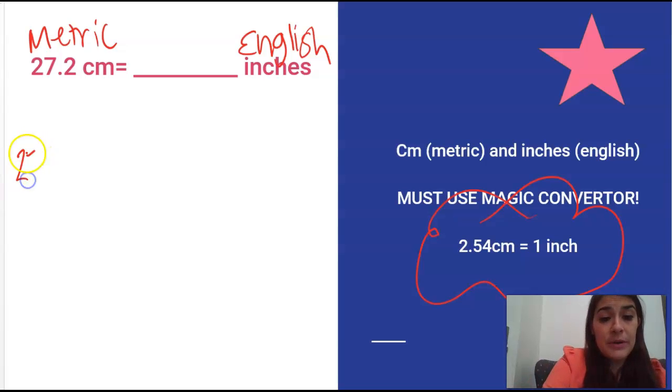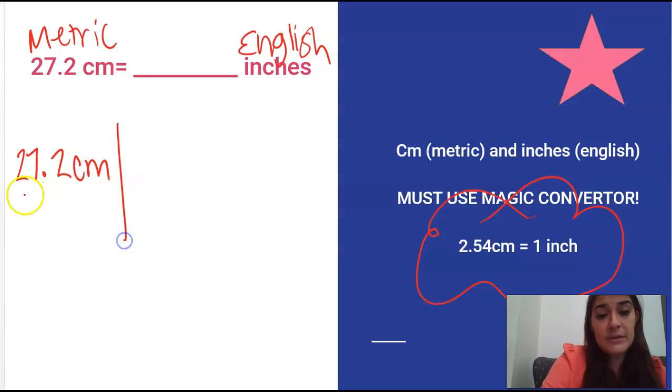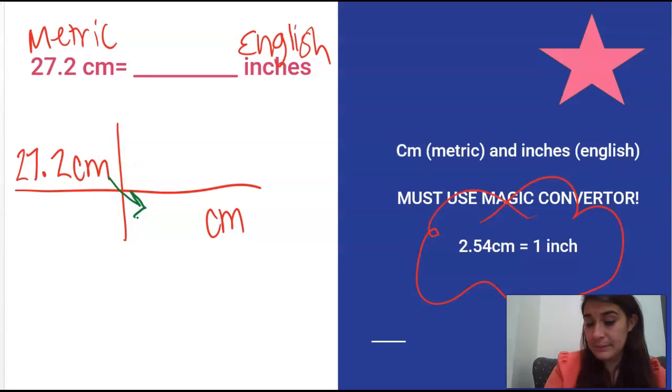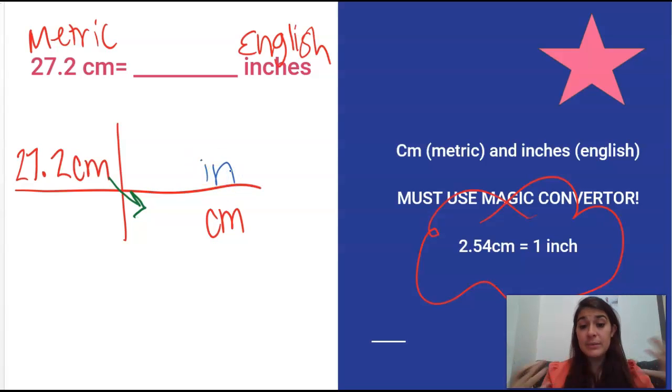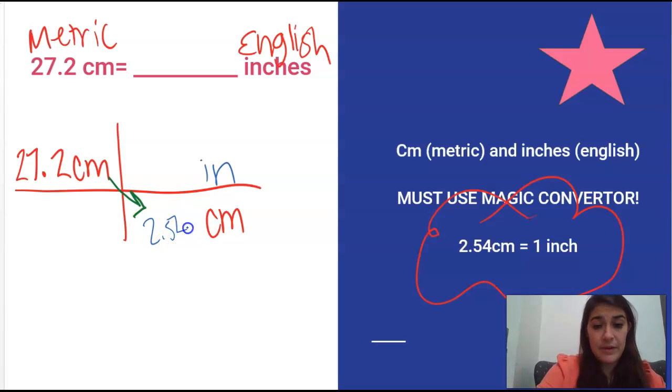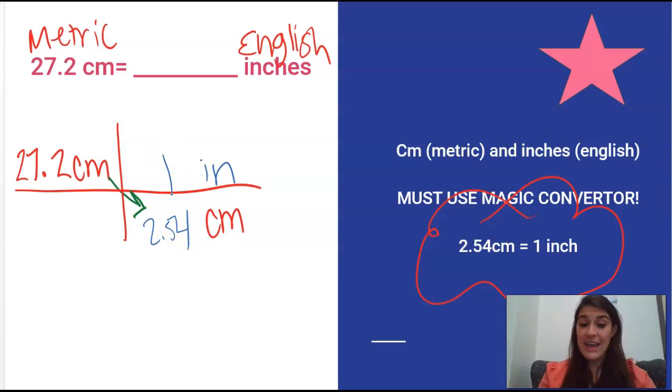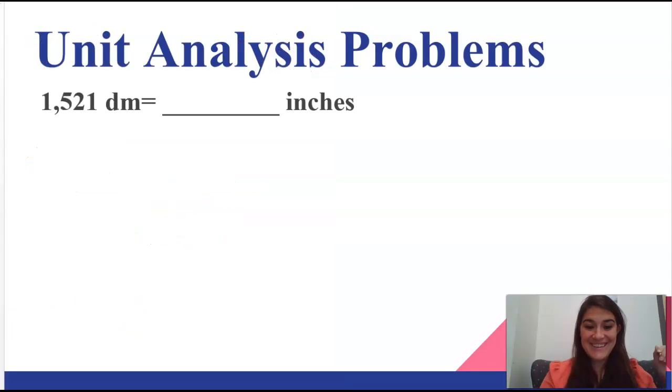So just like before, you start with what you're given, 27.2 centimeters. Centimeters on the bottom, right? Always having those friends cancel on the diagonal. And then I can put inches on top because I can directly relate inches and centimeters. There is a conversion factor for that. 2.54 centimeters is 1 inch, and you plug it in. All right, so go ahead and solve for this one and give me an answer here.